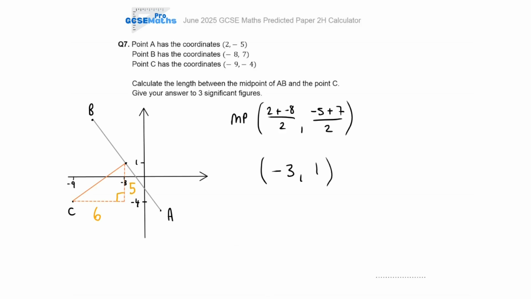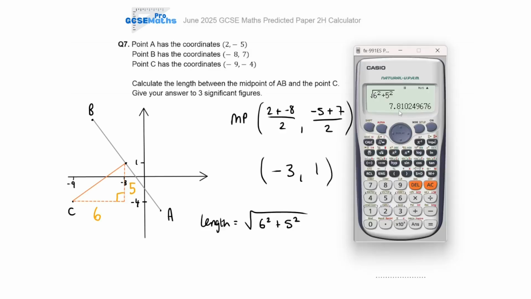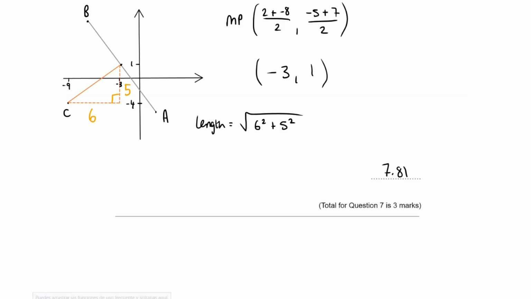So now all we need to do is Pythagoras. So to find the length, I want to square root 6 squared plus 5 squared, which I can round to 3 significant figures as 7.81. And as you can see, that one was also 3 marks.